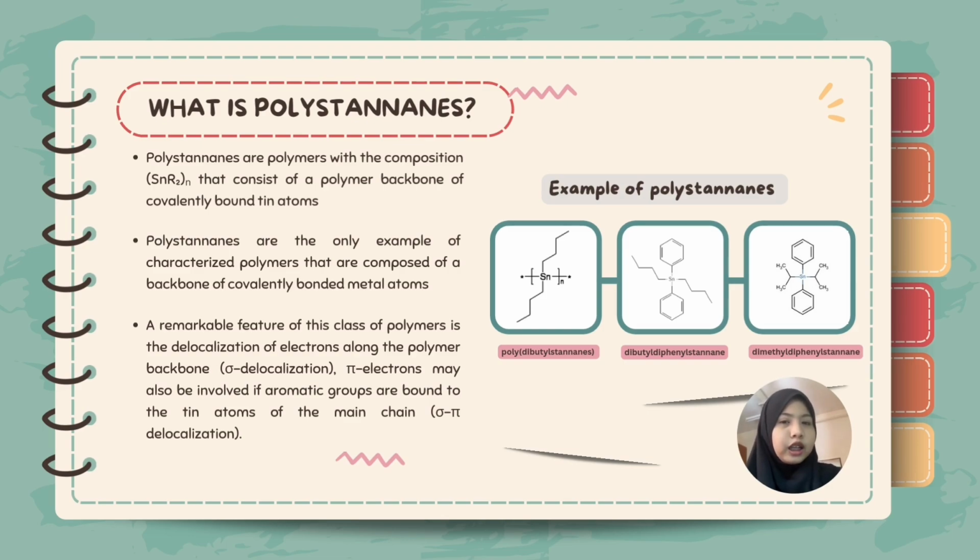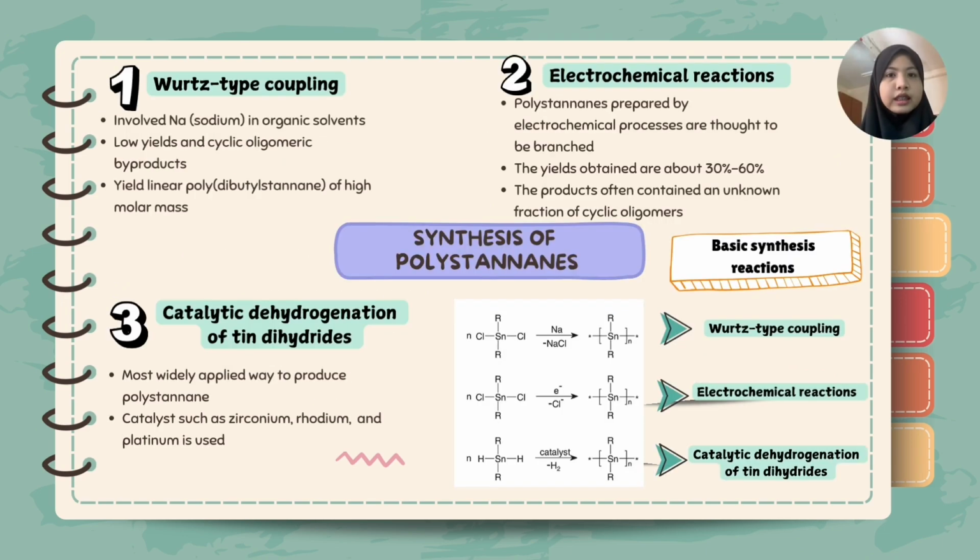This allows sigma-pi delocalization. For the synthesis of polystannanes, we have three types of methods: the Wurtz-type coupling, electrochemical reaction, and catalytic dehydrogenation. First, we have Wurtz-type coupling. It involves sodium in organic solvents. It gives low yields and cyclic oligomeric byproducts. The yield of linear polystannanes of high molecular weight is obtained.